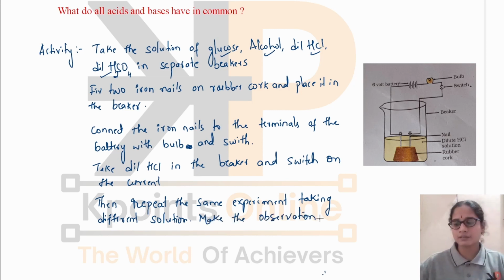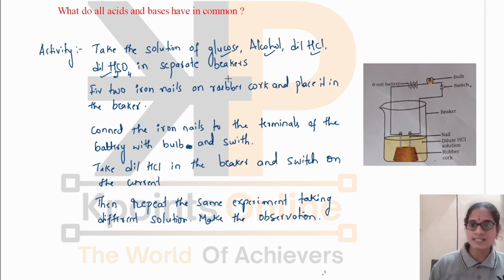What happens here when electric current is passed through the battery? The circuit is now complete. When you switch on the current, electric current starts flowing. In the case of hydrochloric acid and sulfuric acid, the bulb was glowing, but it was not glowing in the case of glucose and alcohol.